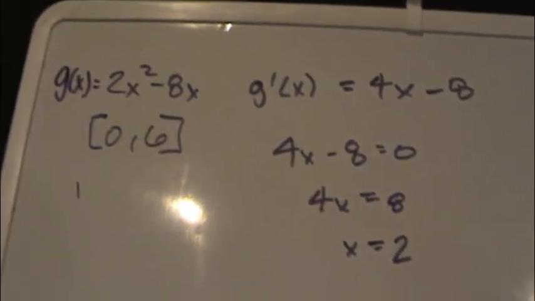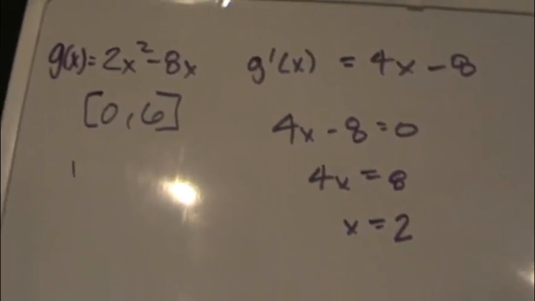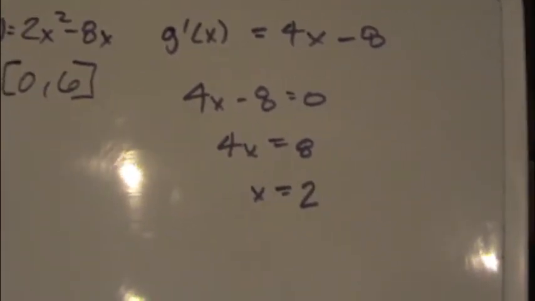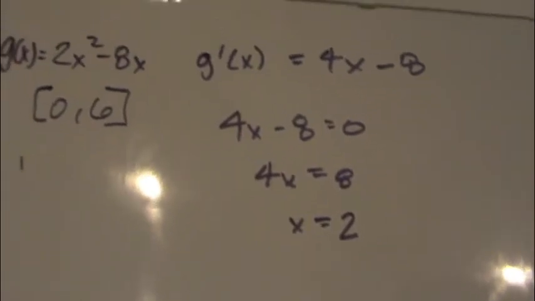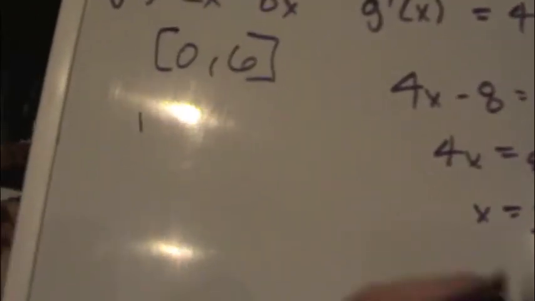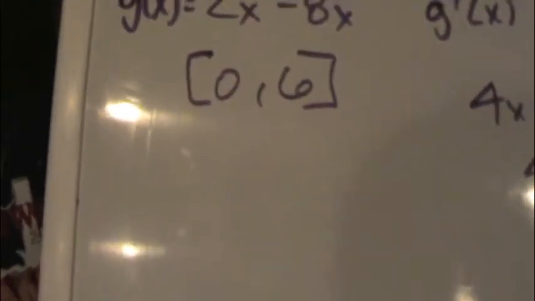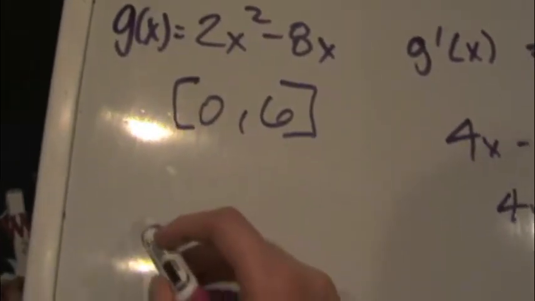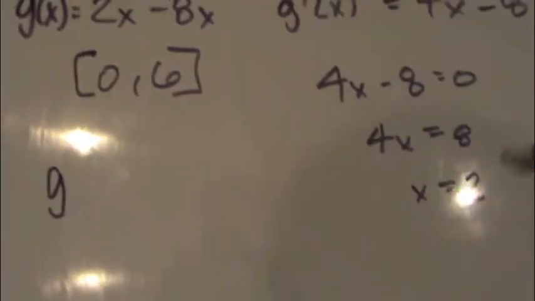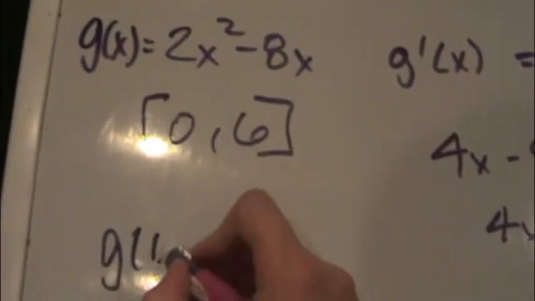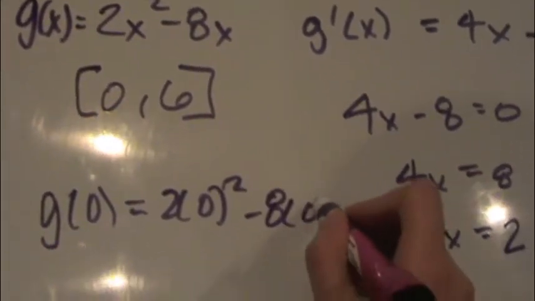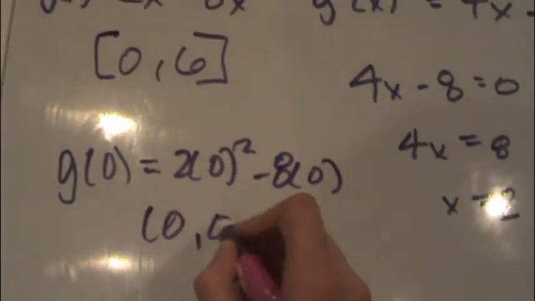All right, this problem is asking for the absolute extrema of the function. So what we want to do is plug in the endpoints and the critical number that we just found. And remember, this is only to find the absolute. You do something different when you're trying to find relative. So for an absolute, you plug the endpoints and the critical point into the original equation. Let's start with g of 0 equals 2 times 0 squared minus 8 times 0. So this point would be (0, 0).